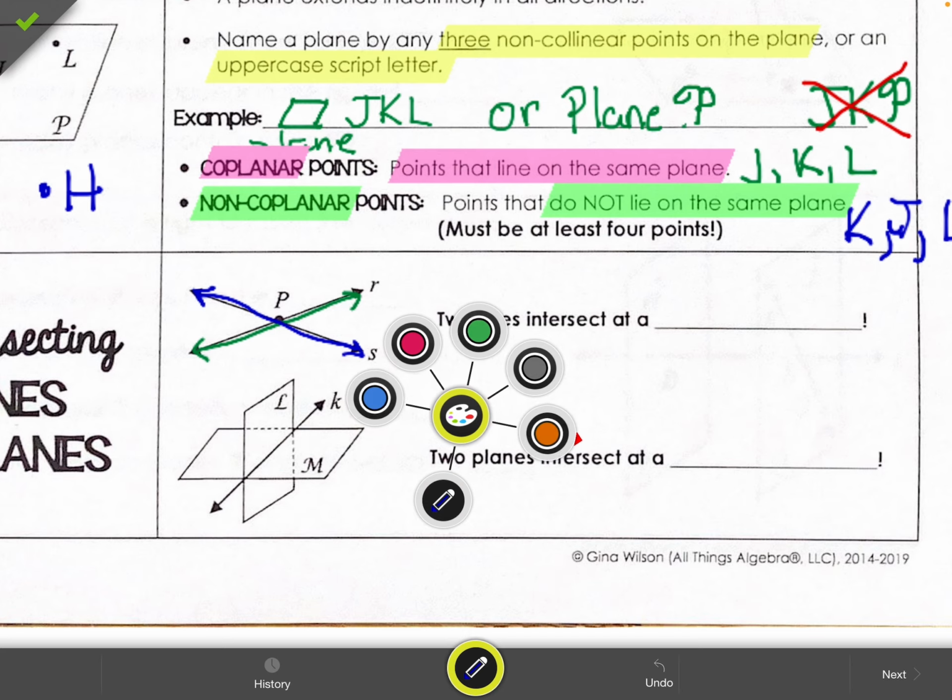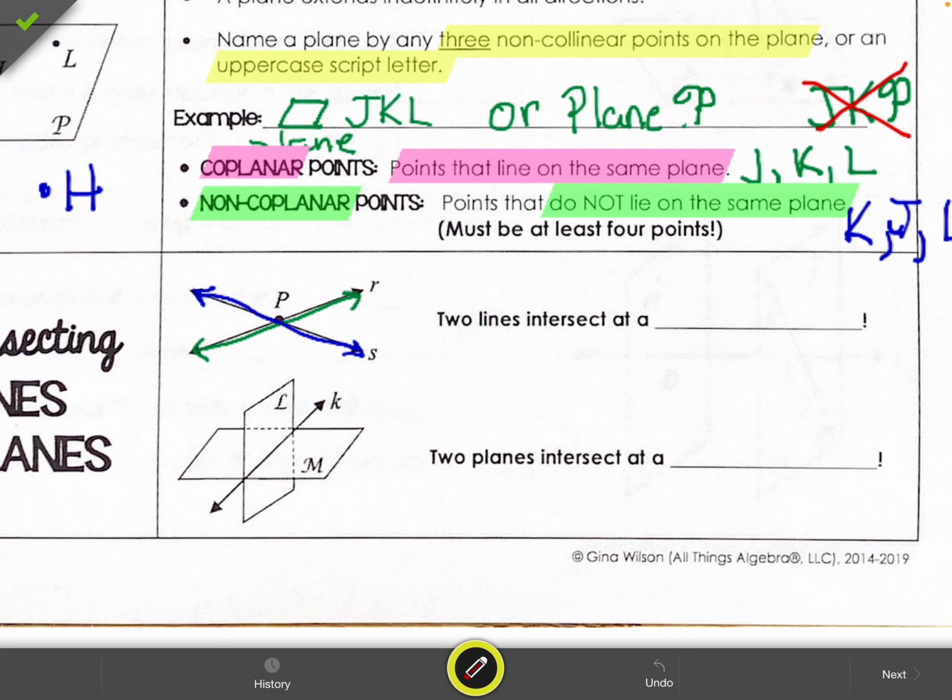And if you notice in this picture, line R and line S intersect at this point. Okay. Line R and line S intersect at point P. So 2 lines intersect at a point. It will always be a point.